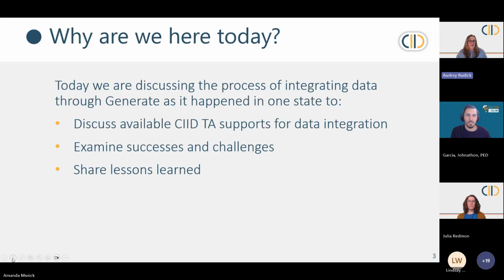And so speaking of New Mexico, we're here today to discuss the process of integrating data through Generate as it happened in one state. Our goal is to share with you the CIID TA supports that are available, examine successes and challenges, and really share lessons learned from an ongoing TA effort that you might find looks a little bit different if some of you are involved in TA efforts yourself. But this effort has made such a large contribution and impact on the community as New Mexico's implemented Generate. So we're just so excited to share today.